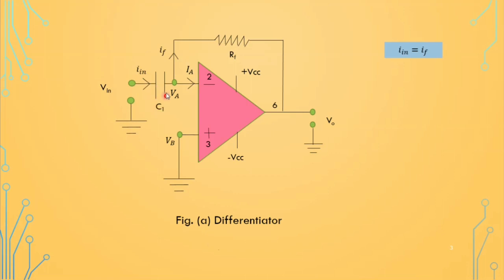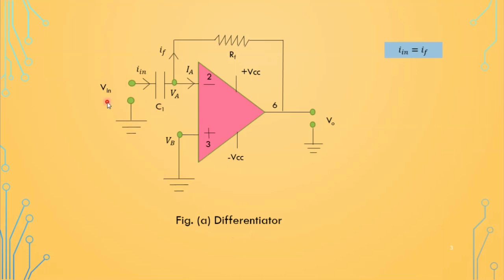Here we have connected the capacitor, but in the integrator the capacitor is connected here and this resistance is connected here. So the differentiator is the reverse process of integration. That's why we have done it this way.